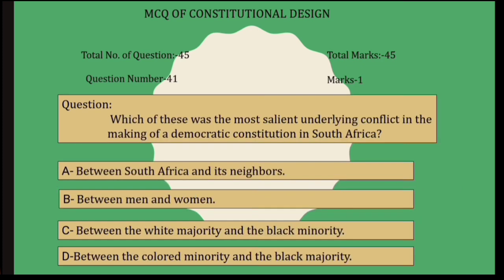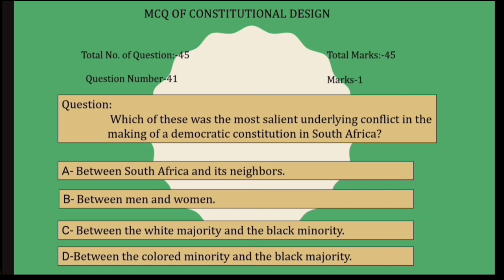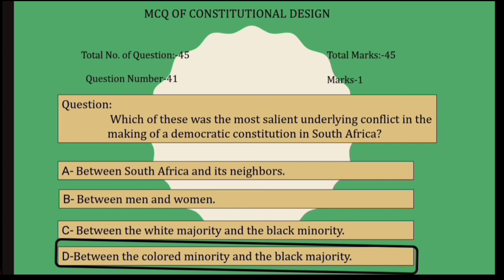Question 41. Which of these was the most silent underlying conflict in the making of a democratic constitution in South Africa? Option A. Between South Africa and its neighbors, B. Between men and women, C. Between the white majority and the black minority. D. Between the colored minority and the black majority. Correct option is D. Between the colored minority and the black majority.